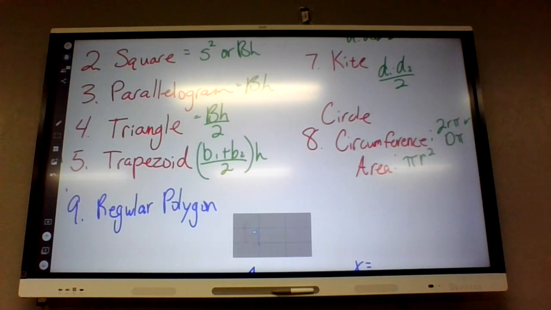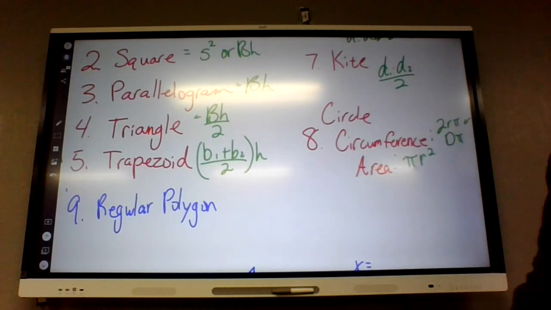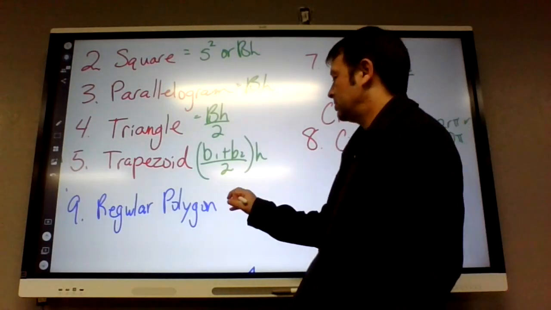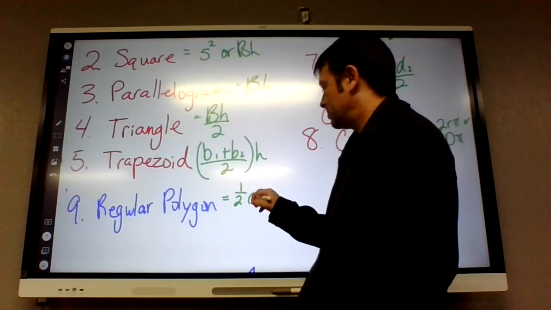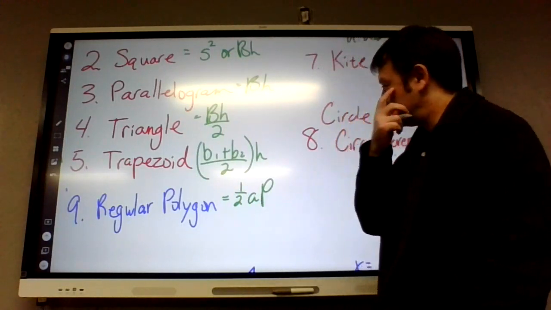Regular polygon. You guys know what that means? Yeah, a multi-sided polygon, many sides usually, but they're all equal. They're all equal sides. Area is one half a p, apothem times perimeter.